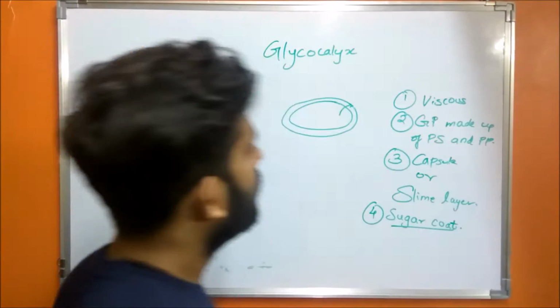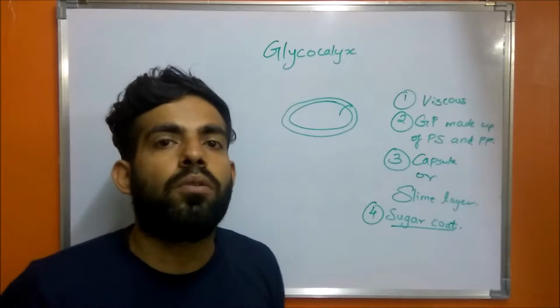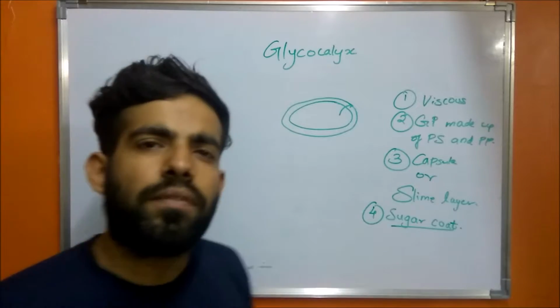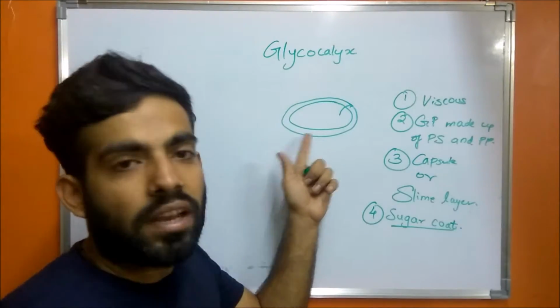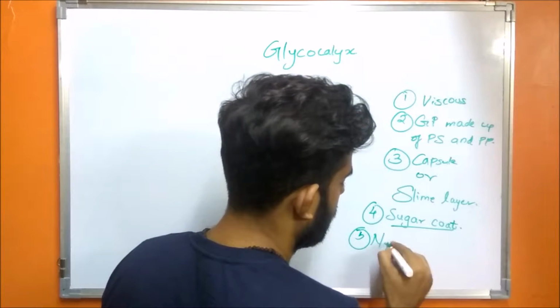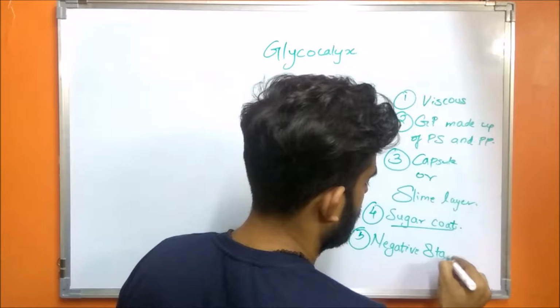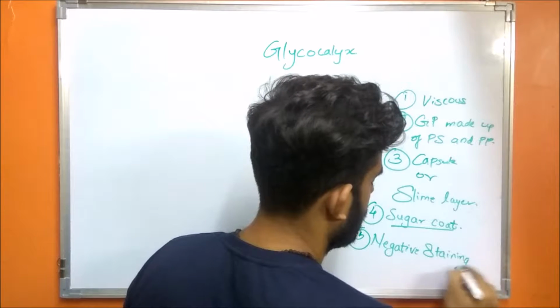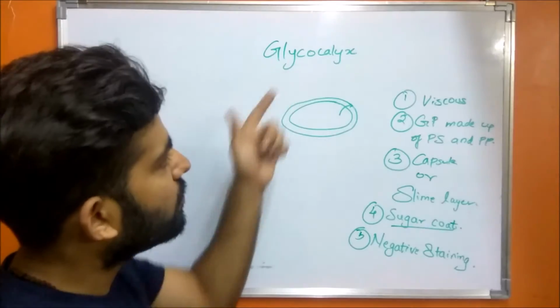To determine the presence of glycocalyx, it is important to do negative staining. So if I want to determine the presence of glycocalyx, I have to perform negative staining. Okay, so this was all about glycocalyx.